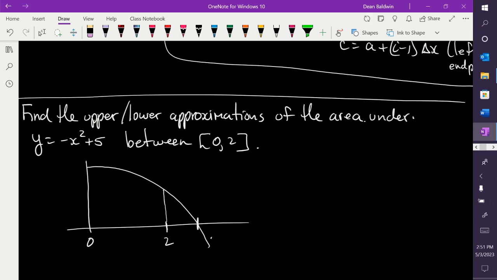And we're using 5 rectangles. You don't have to draw all the rectangles, but sometimes it helps. So I'll do the right endpoint one. 1, 2, 3, 4, 5. All right.